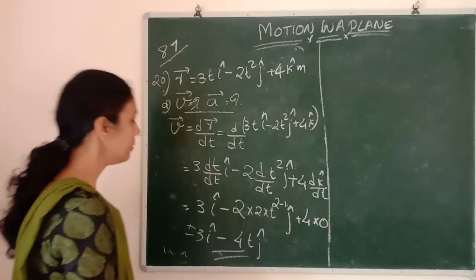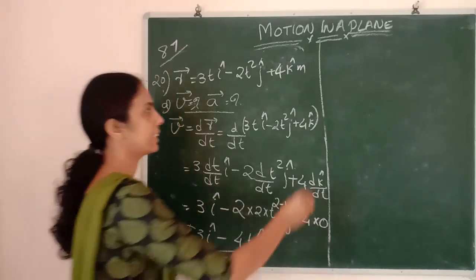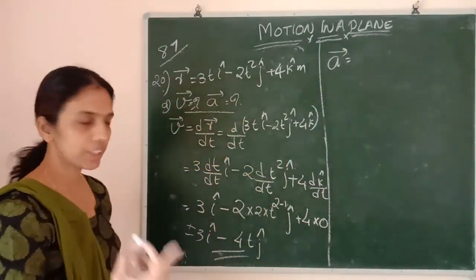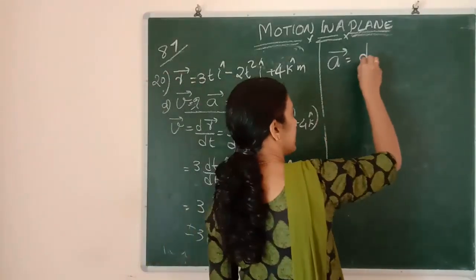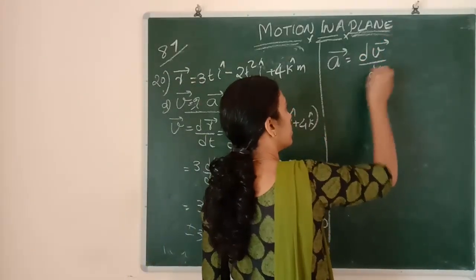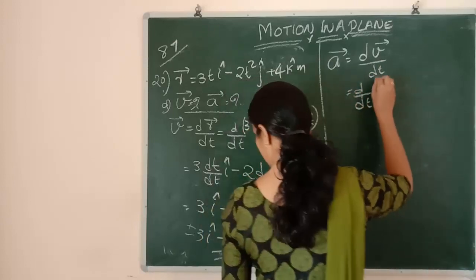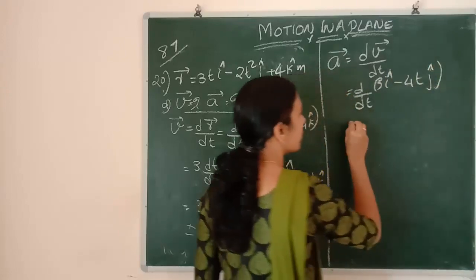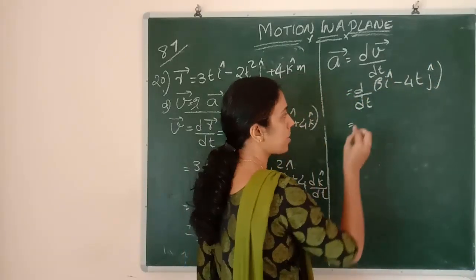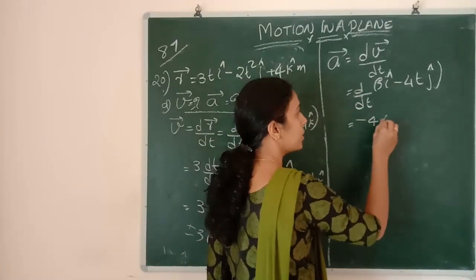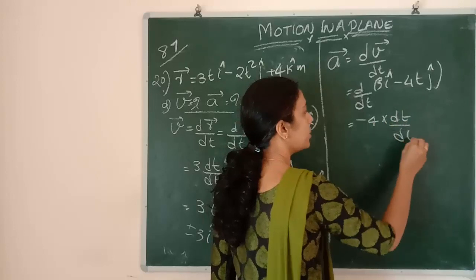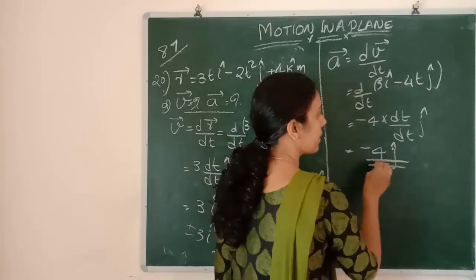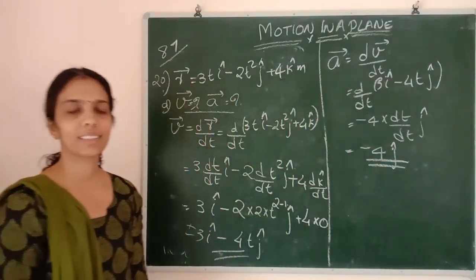Okay, clear? Now we are going to find out the acceleration. So acceleration equals, how we can find out the acceleration? Differentiate the velocity vector, dv by dt. So what is differential of velocity? What is the velocity here? 3i cap minus 4t j cap. Okay, differential of a constant is equal to 0. So which will be existing? Minus 4 into dt by dt into j cap. So what is the answer for this one? Minus 4 j cap.